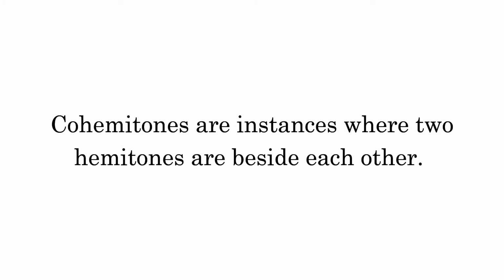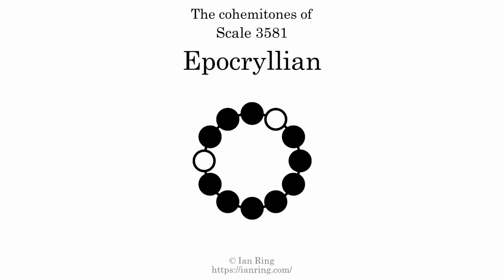Cohemitones are instances where two hemitones are beside each other. This scale has 6 cohemitones. They are at positions here, here, here, here, here, and here.